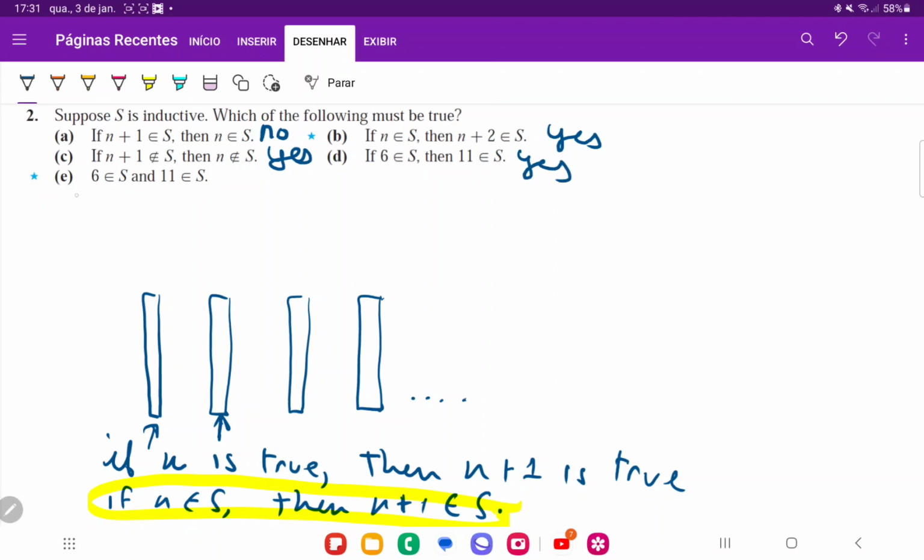And for item E, we have 6 belongs to S and 11 belongs to S. And that's not true because the starting point does not matter. So it could be that we started at, say, 12, right? The idea here is that if 12 is in the set, then it means that 13 has to be in the set, right? It's just the idea of the successor. It doesn't say anything about the starting point. So it could be that the starting point is somewhere beyond 11, right? So this doesn't really have anything to do with it being inductive. So that's no. And that is it for problem number 2.